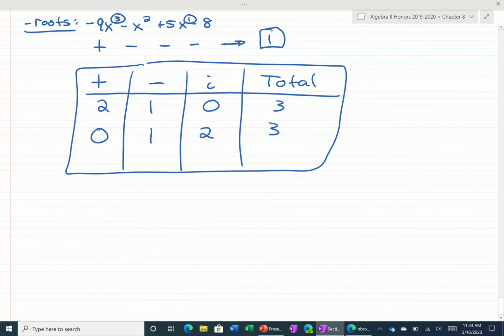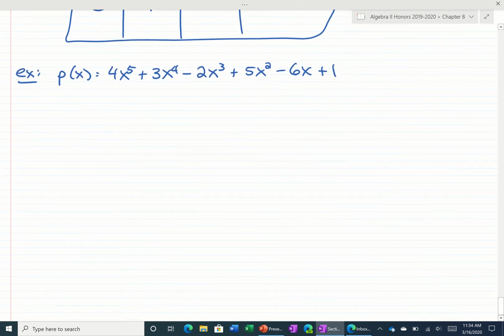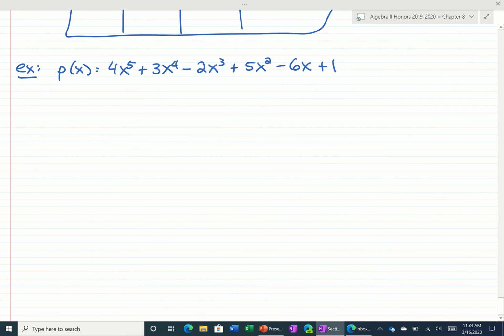Okay, and last example for today would be one like this. What if we had p of x is equal to 4x to the fifth plus 3x to the fourth minus 2x to the third plus 5x squared minus 6x plus 1. This one's a little bit longer. And again, if I'm going too quickly, feel free to pause the video, and you could always watch it when you're ready.